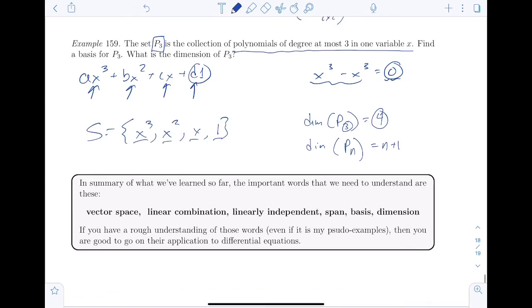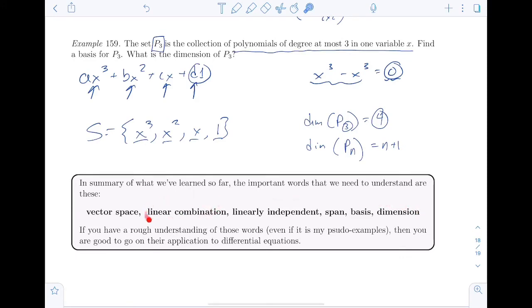In summary, here's kind of what we've learned so far. Okay, here are the important words. We got to know what a vector space is. Very importantly, what linear combinations are, and how linear independence, span, basis, and dimension all kind of work together, okay?